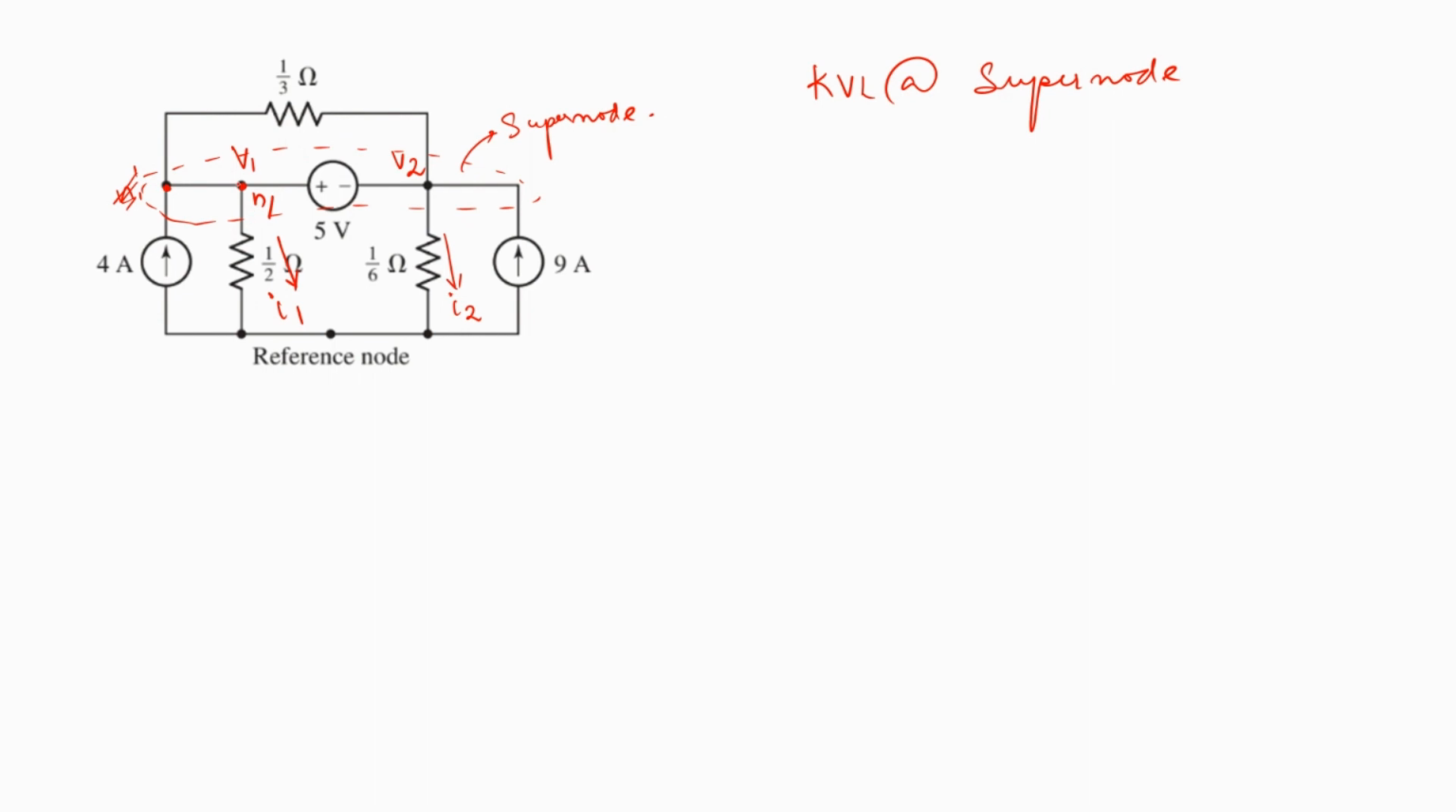So let's begin. Here the drop is going to be in this direction. For this it is going to be in this direction. For this it is going to be in this direction. So considering clockwise to be my direction, I have 5 volts plus 1 by 6 into I2 minus 1 by 2 into I1 is equal to 0.